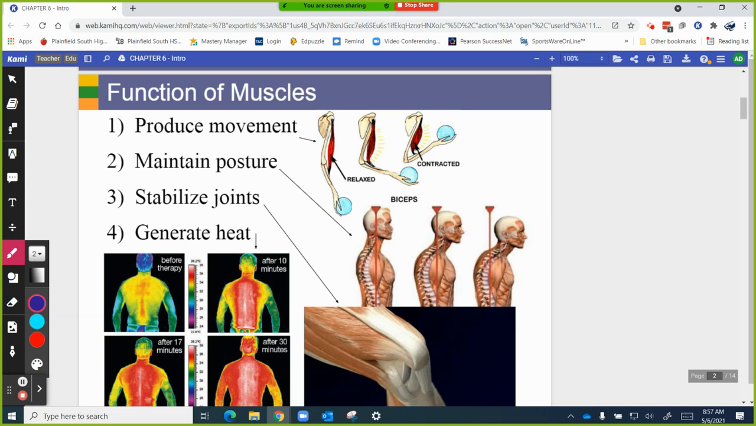One of the big things we have to remember, though, is that muscles don't push; they pull. A lot of times when you think about a push-up, you think that your muscles are actually pushing in that direction. Well, it's not actually a push in that direction. It's the muscles pulling on the bones to create that movement. So muscles always pull.